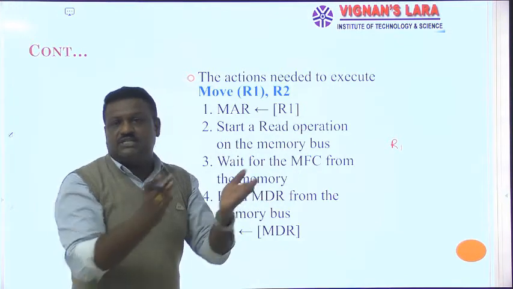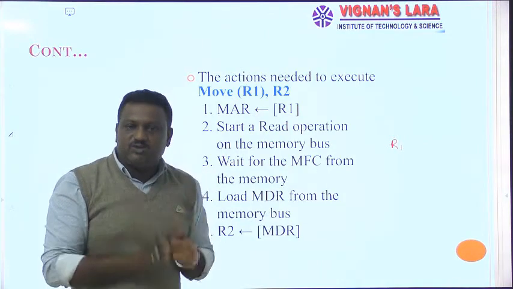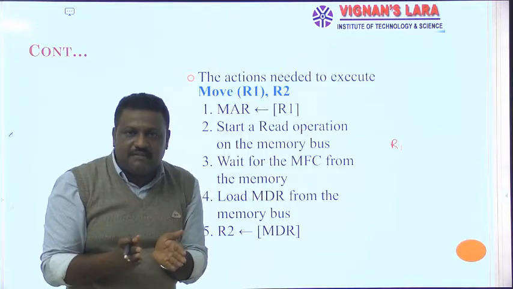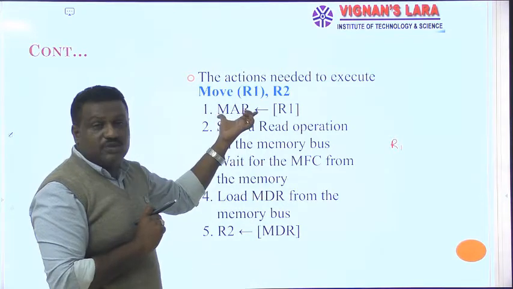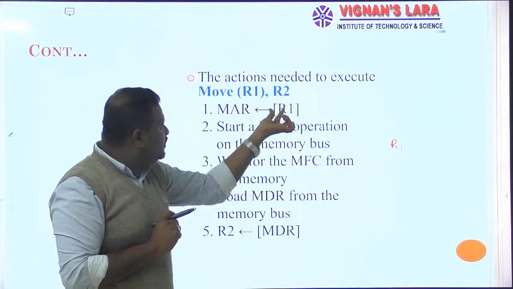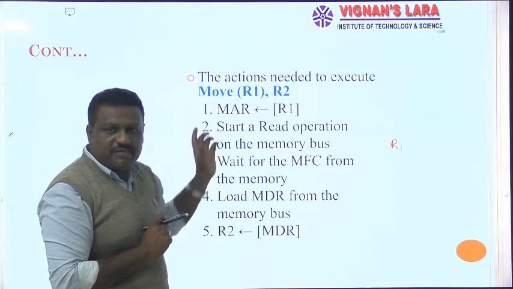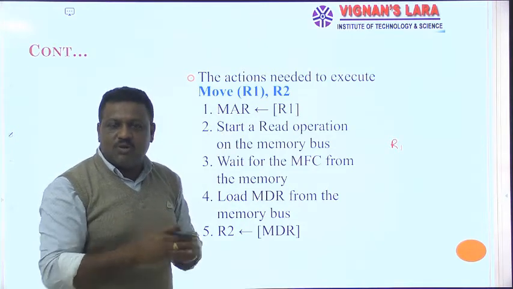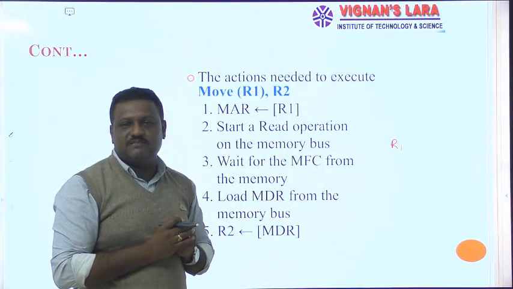And I didn't send that address straight away from register R1 to the memory through the address bus. That's why I place the address of the memory location, which is available in register R1, first into MAR. The content of register R1 was transferred to the MAR register because MAR is a register which is directly connected to my address bus. Once the address is stored in MAR, it simply places that address onto the address bus.